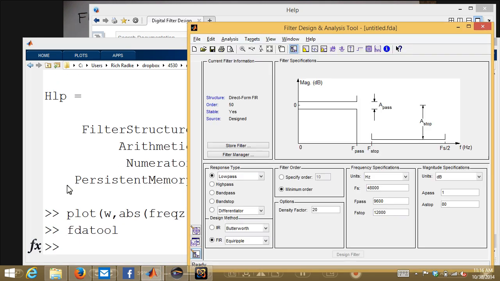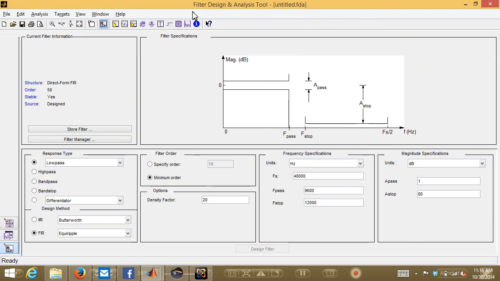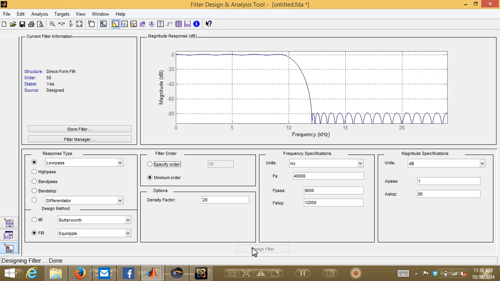Right, so FDA tool is even a little bit nicer of a GUI, right? It kind of shows me schematically what these numbers mean, right? Pass band, stop band, and ripple. And then I have a whole bunch of choices here where I can say, do I want it to be Equiripple? Do I want it to be least squares? I can specify the order. I can specify the pass band and the stop band. And then once I'm done with that, I can design it. So I guess, why am I not able to design it right now? Okay, so let's design that filter. And then it shows me the magnitude response.